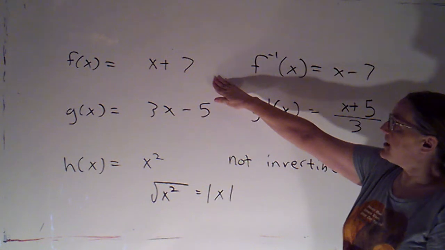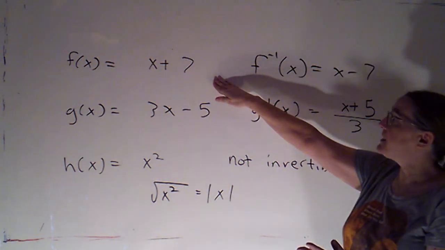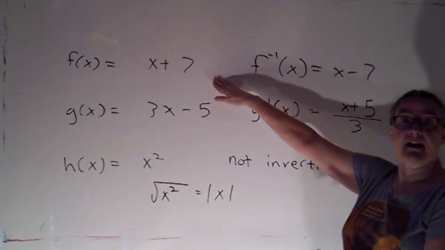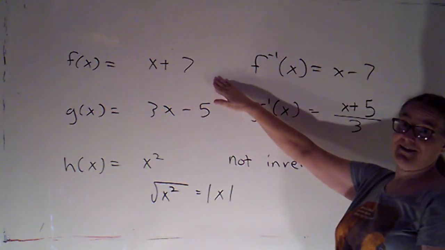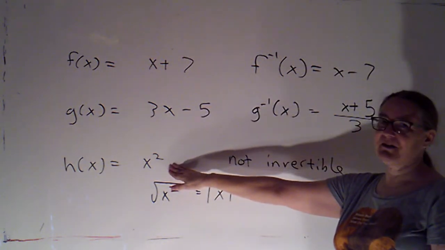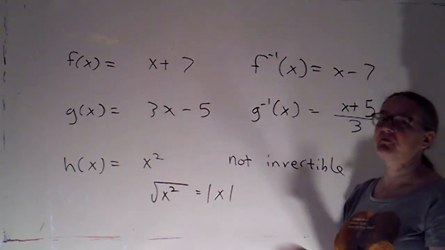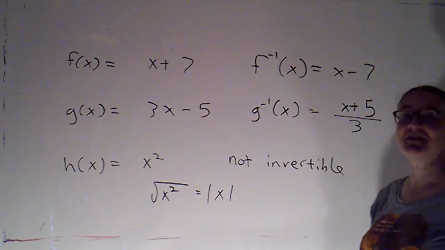With f of x, if that gave me 10, I'd say, oh, if I added 7 and I got 10, I know I started with 3. But with x squared, if you tell me it's 4, I don't know whether I started with 2 or -2. So this one is not invertible.